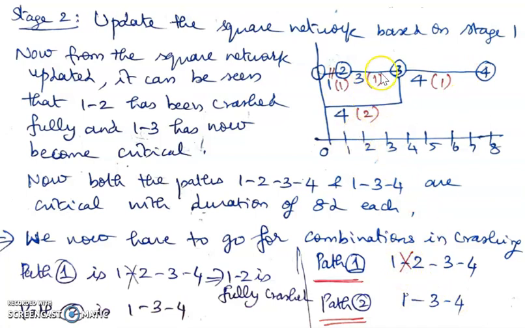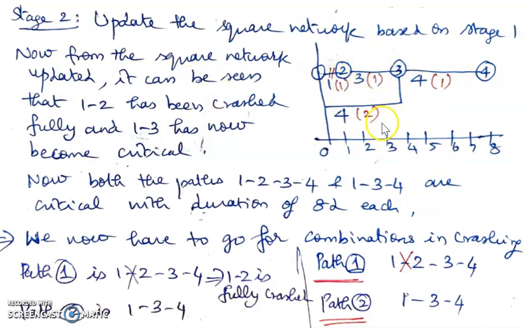So what we have to do when you encounter parallel paths like this, we have to go for combinations of crashing. That means each path has to be retained as critical till the end of the crashing process. So whatever is being done on one of the paths should be carried out for the next path as well. Okay, so that both remain as critical till the end of the crashing process. So therefore, we have to look at combinations now.